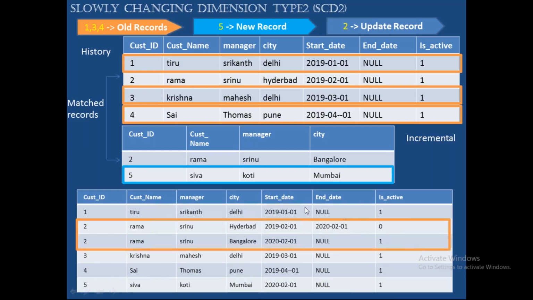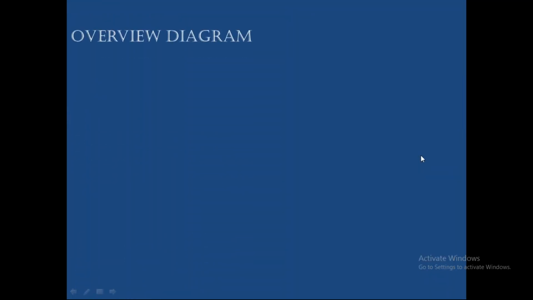So here 2 is the existing record. If you see here, this is the expired date, or you can say end date. Till this particular date he was there. From this date he just moved to Bangalore. Okay. So this is the 5th record which is new. Okay, friends. Let's move now.